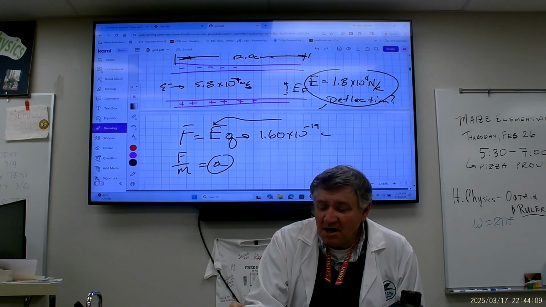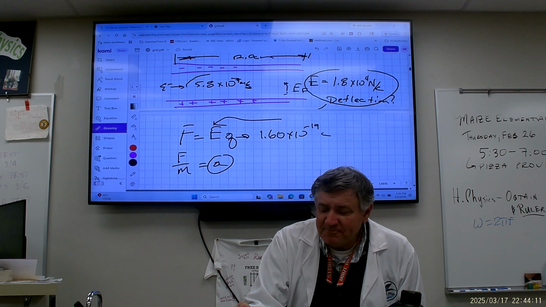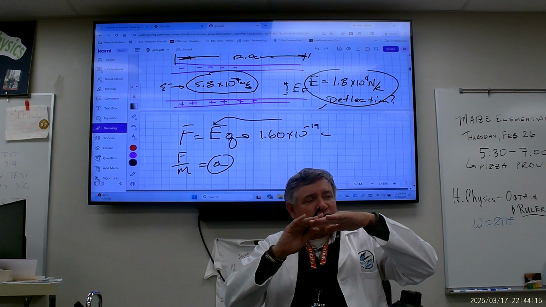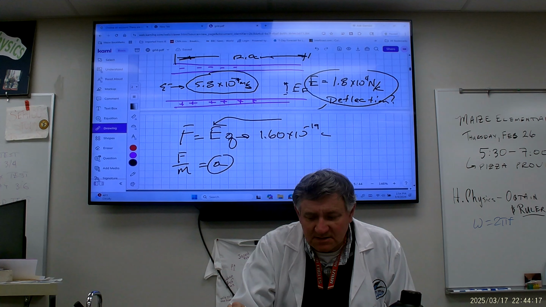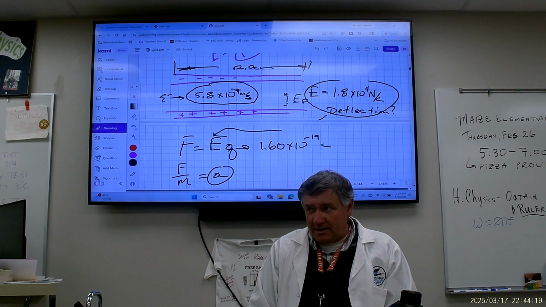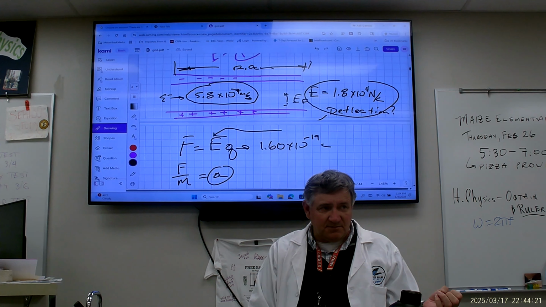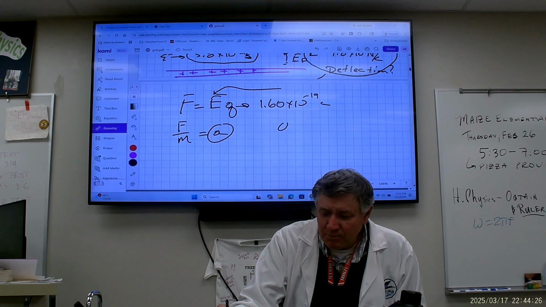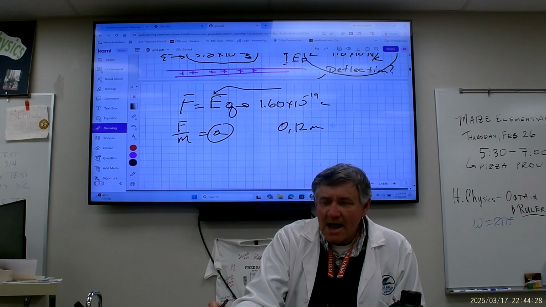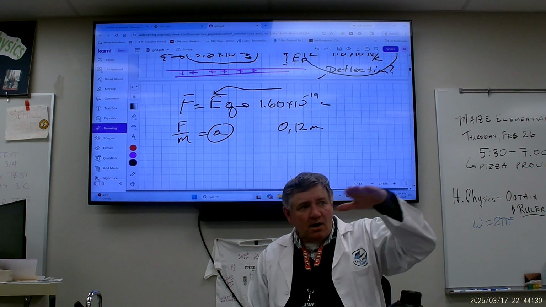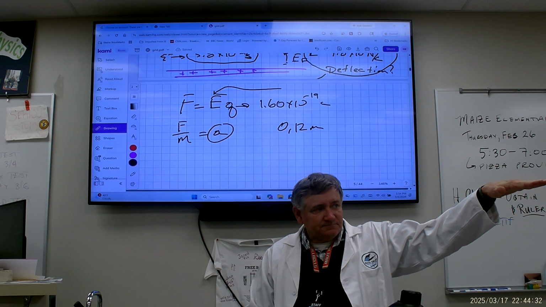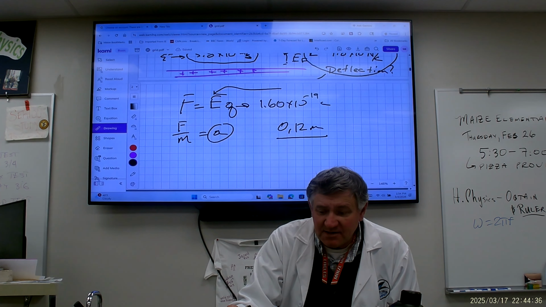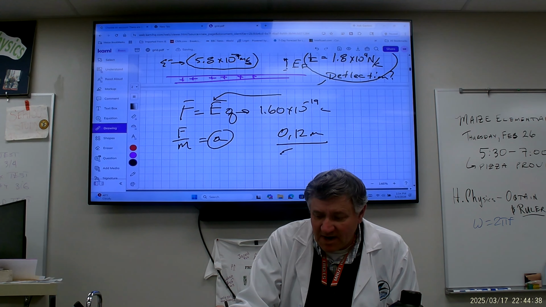So you've got 5.8 times 10 to the 7th meters per second. You know that it travels a horizontal distance of 12 centimeters, right? So what are you going to do with 12 centimeters? This is going to be 0.12 meters. How are you going to figure out how long it's traveling? Where the electron starts going down, you're going to take that distance and divide it by that velocity of 5.8.